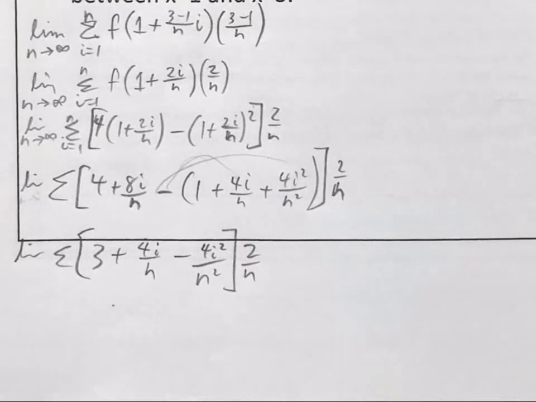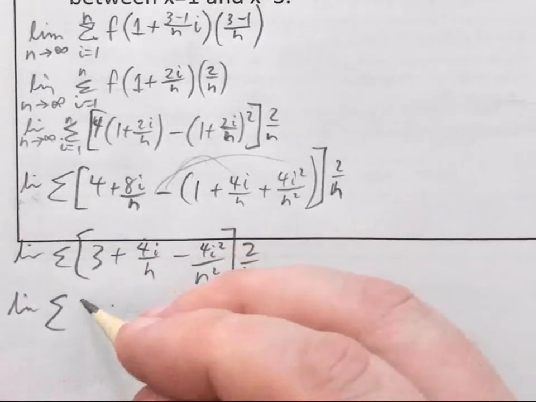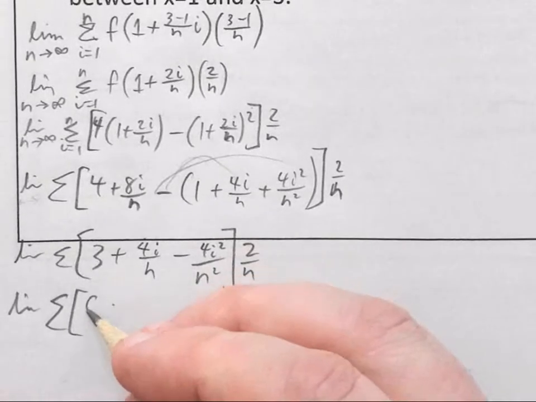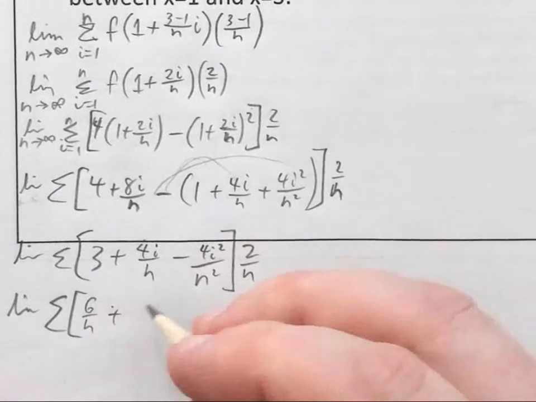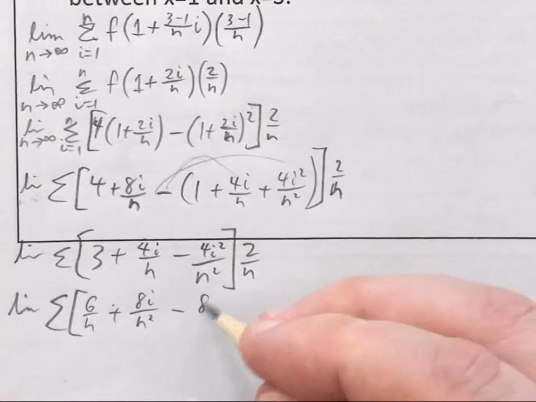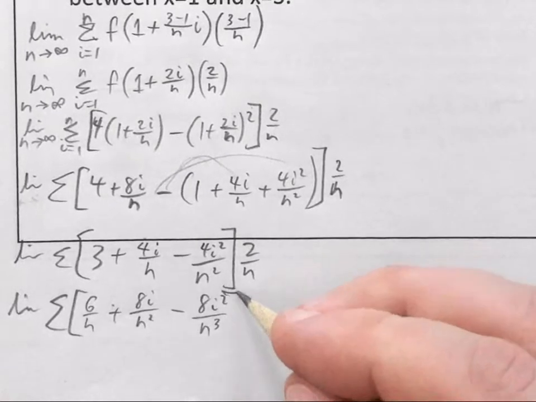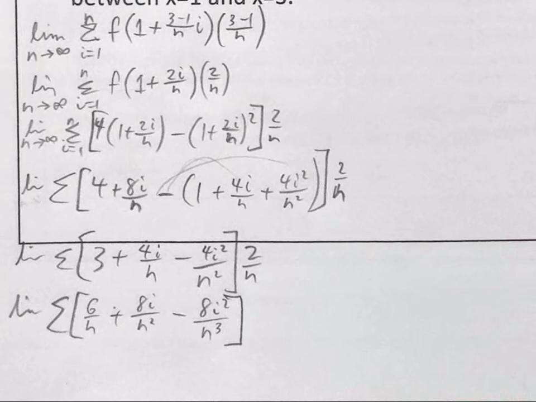Then distribute. So the limit, sigma, 6 over n plus 8i over n squared minus 8i squared over n cubed. Then what? Split them up with the sigma, yep. So I'll still have limit.